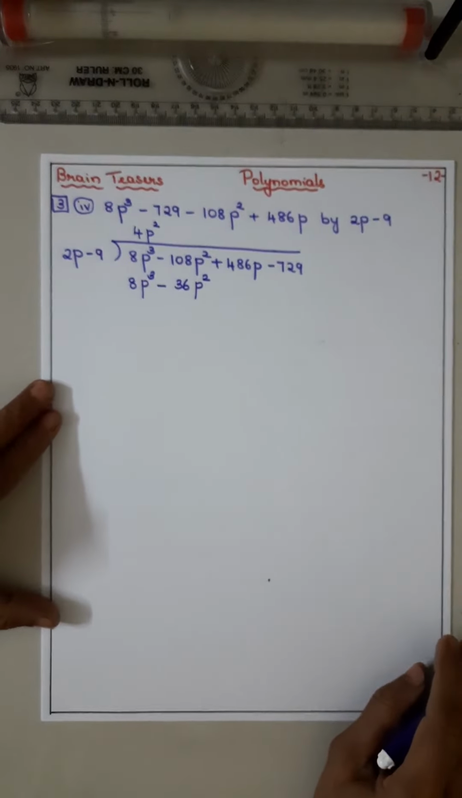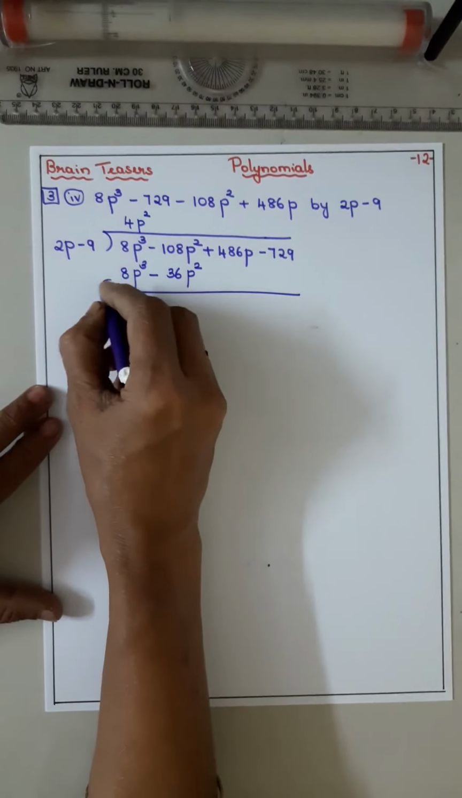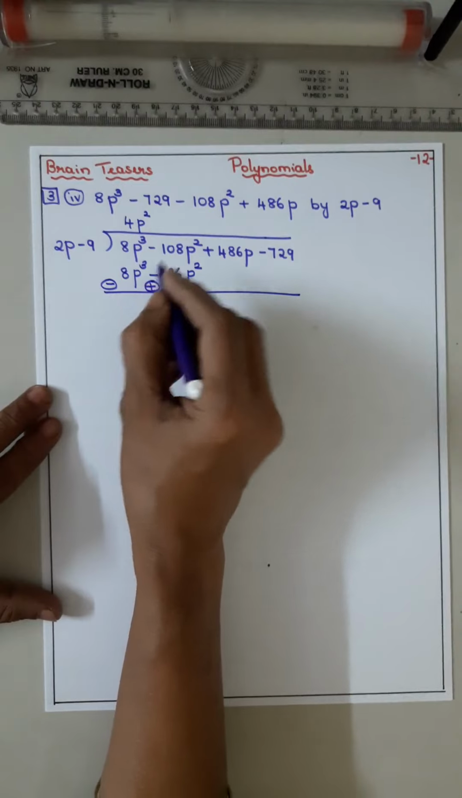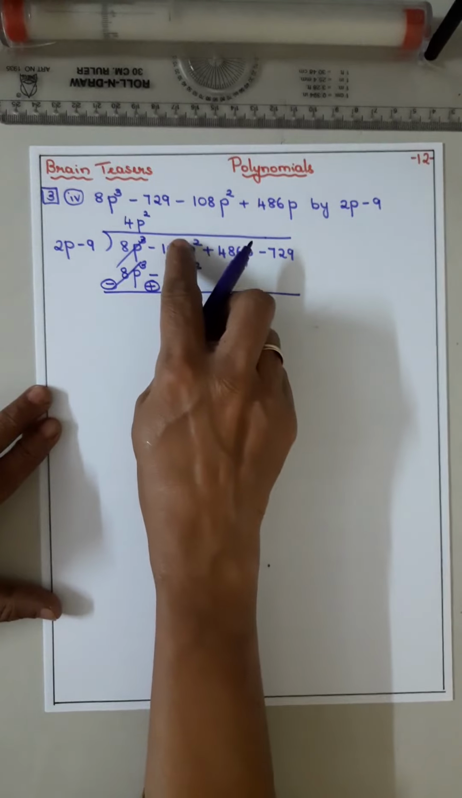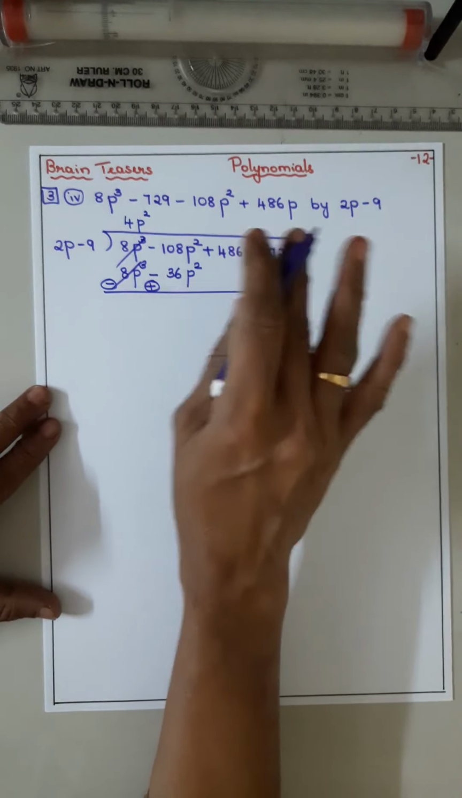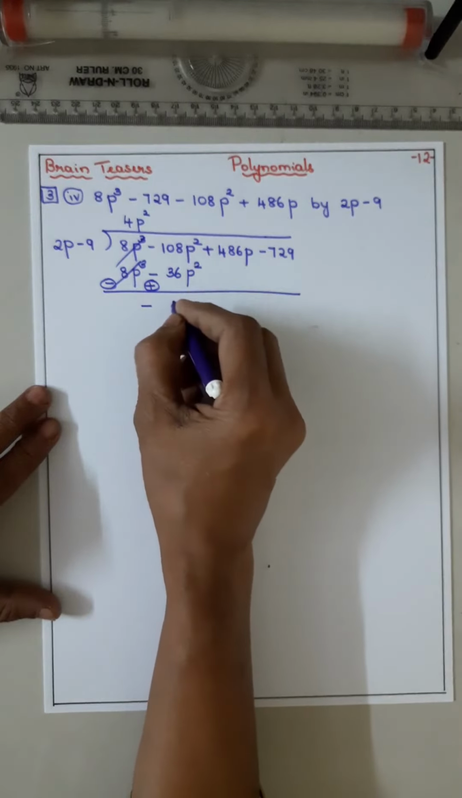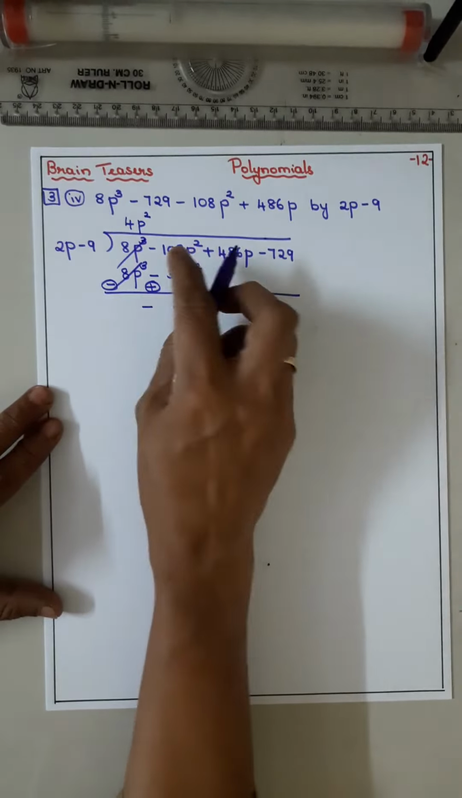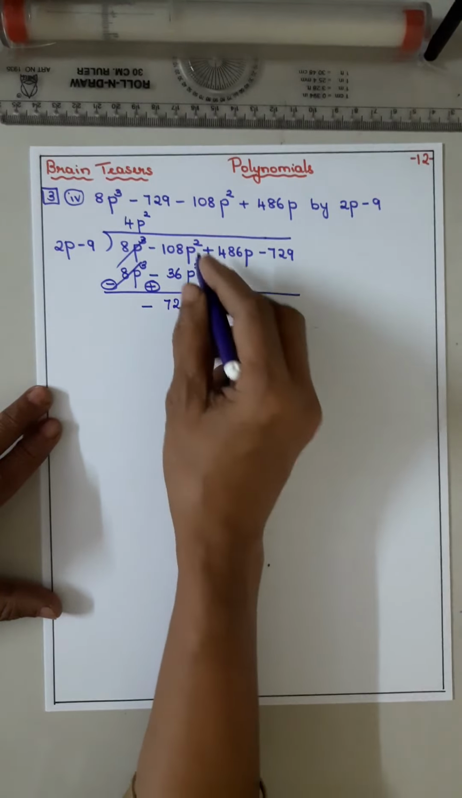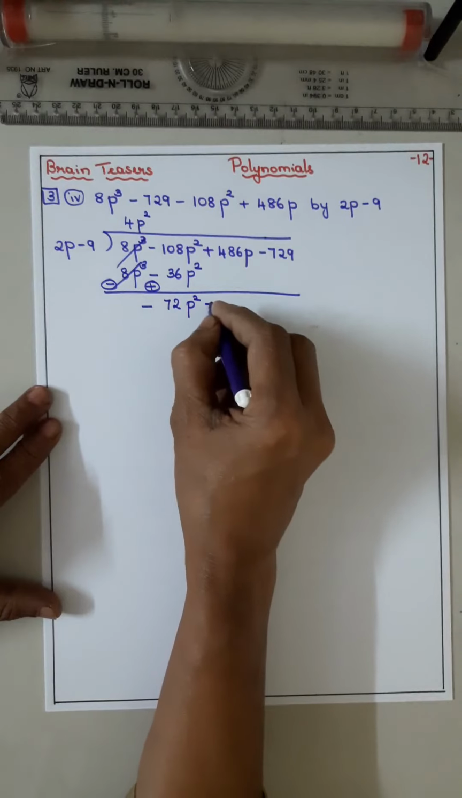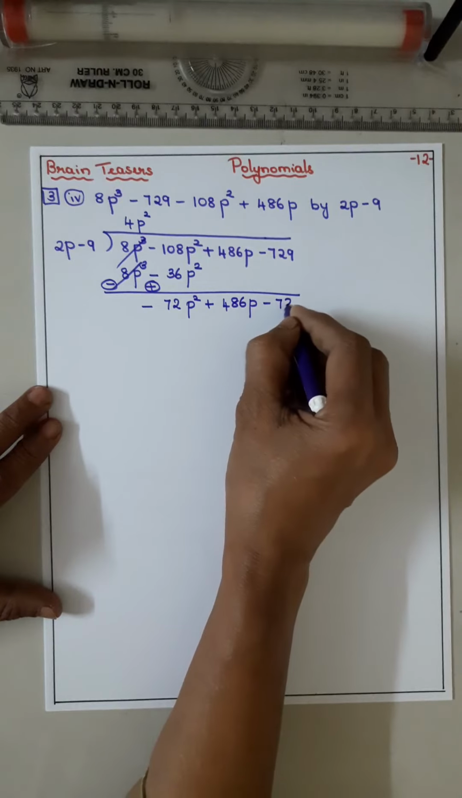Now these are slightly bigger numbers, so we have to do it carefully. Now this becomes minus, this is plus, the p cube gets cancelled. Now minus plus means subtract, bigger number is minus. 8 minus 6 is 2. Now 10 minus 3 is 7, p squared plus 486p then minus 729.